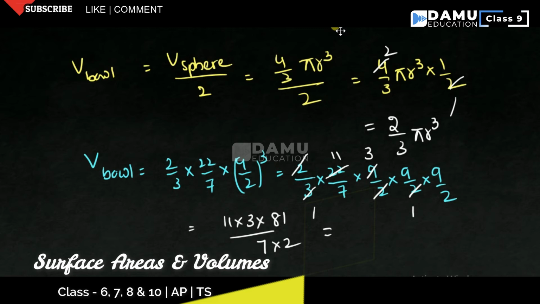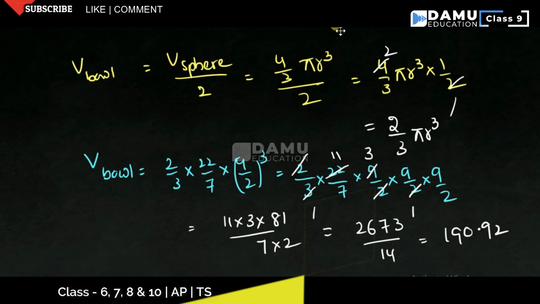So what is 11 into 3? 33. So 33 into 81 we will get 2673 by 7 twos are 14. Now this value will be divided by 14. Then the value here is 190.92 centimeter cube. So this is the volume of the bowl.